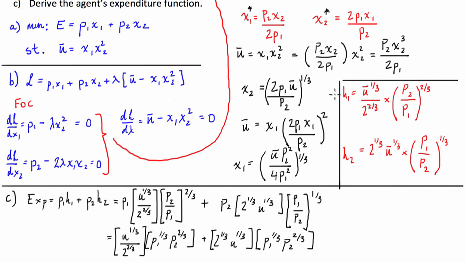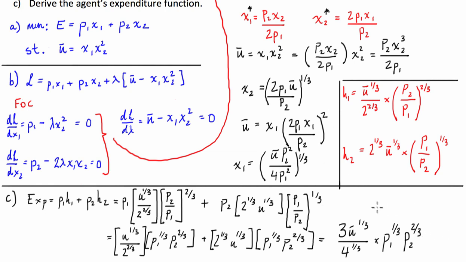What that will actually give us in the end, guys, just for the sake of space and time, is 3u to the power of 1/3 over 4 to the power of 1/3, which is like 2 to the power of 2/3, multiplied by P1 to the 1/3, P2 to the 2/3.